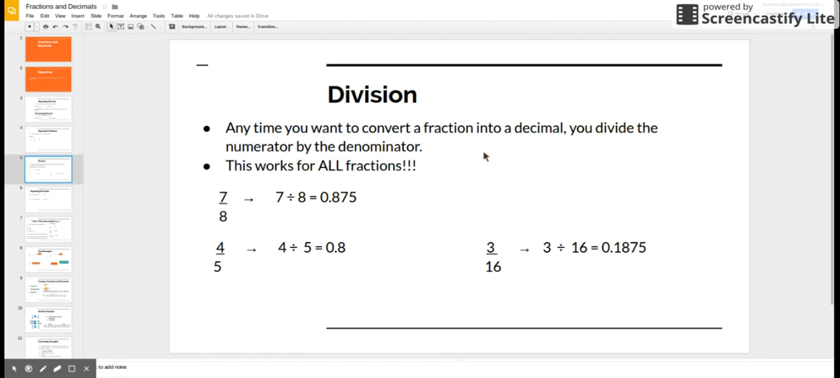Anytime you want to convert a fraction into a decimal, you divide the numerator by the denominator. This works for all fractions. So when in doubt, just divide the numerator by the denominator. So here I have 7/8. I would do 7 divided by 8, and it's 0.875. Here I have 4/5. You just do 4 divided by 5, and you get 0.8. And here I have 3/16. You just do 3 divided by 16, and you get 0.1875. So you divide the numerator by the denominator.